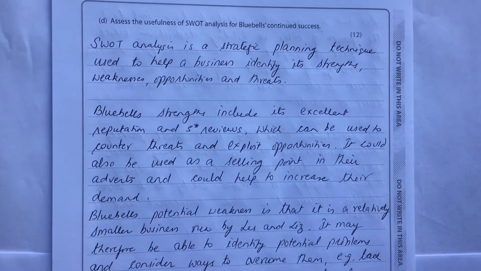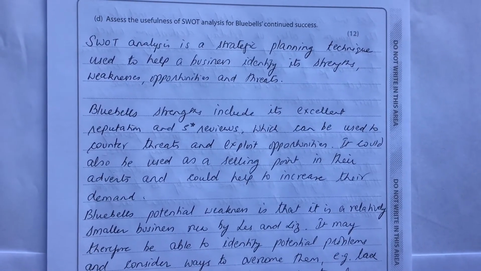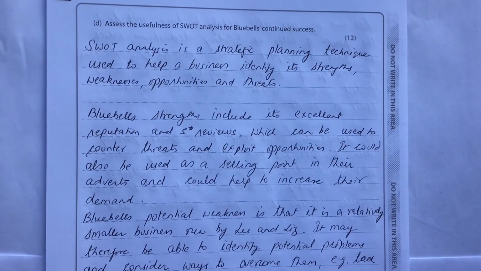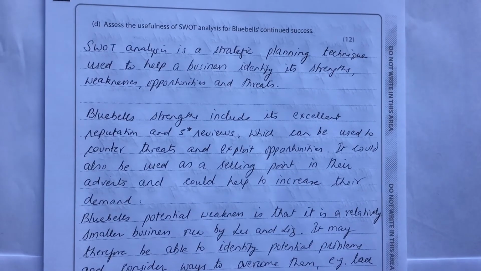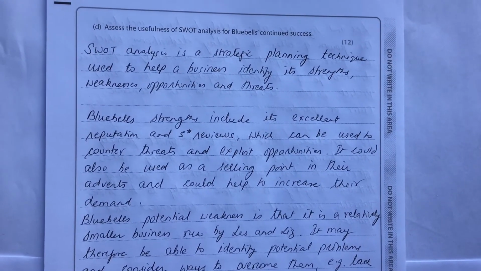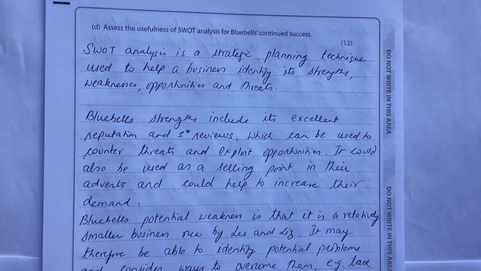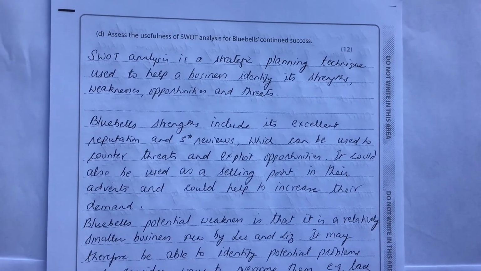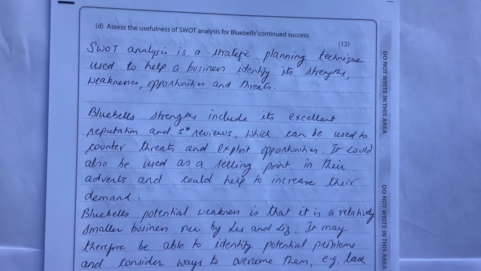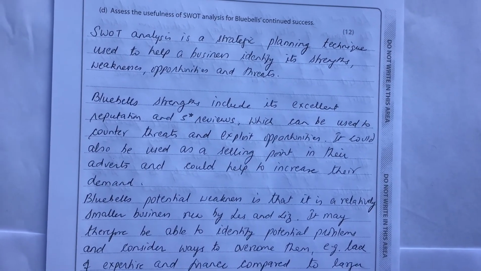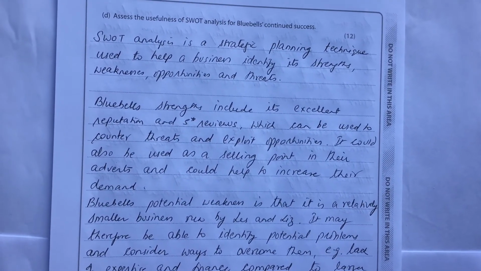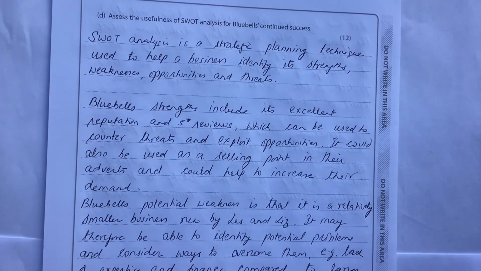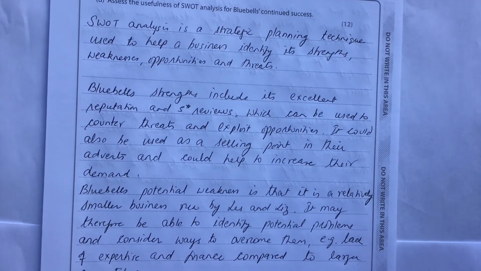So the 12 marker, assess the usefulness of SWOT analysis for Bluebell's continued success. SWOT analysis is a strategic planning technique used to help a business identify its strengths, weaknesses, opportunities, and threats. So for 12 markers, start with giving knowledge, answer the question with analysis, give a counter argument, and give a conclusion. Everything should be in application, that means for the business given in the extract.